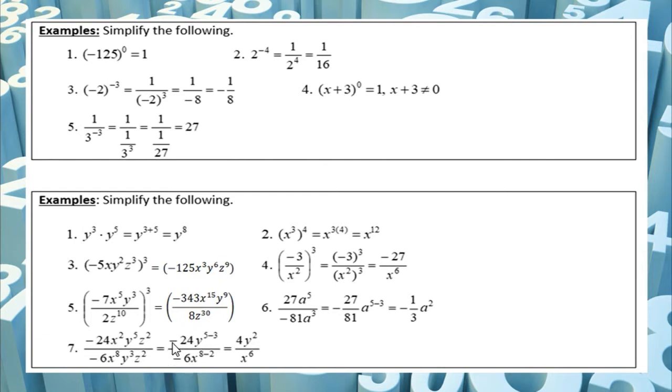Simplifying further, when you divide a negative by a negative, that is positive. So, negative 24 over negative 6 is positive 4. And then, what remains in the numerator is y squared, over x to the power of 6 in the denominator.